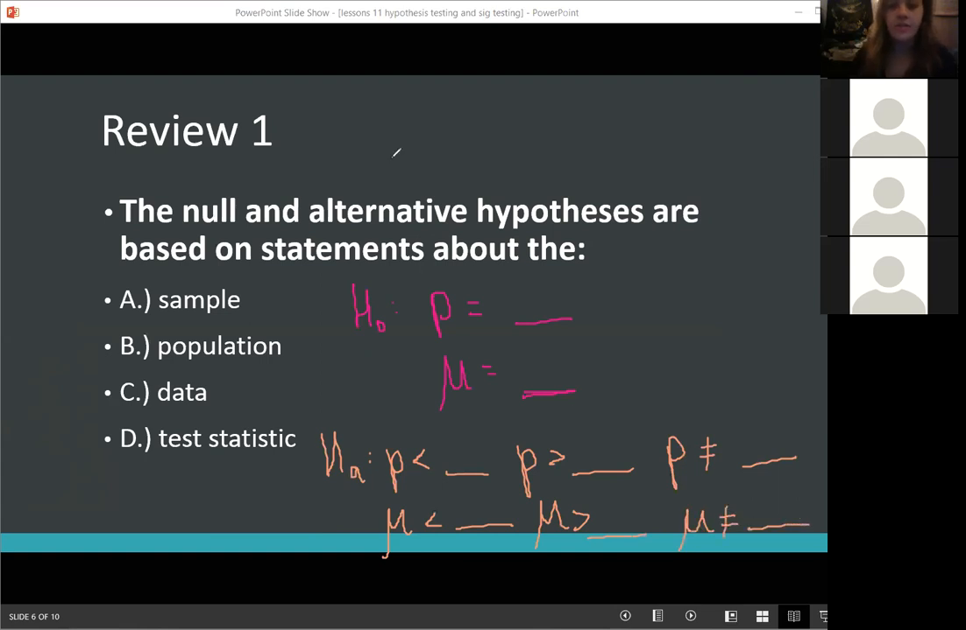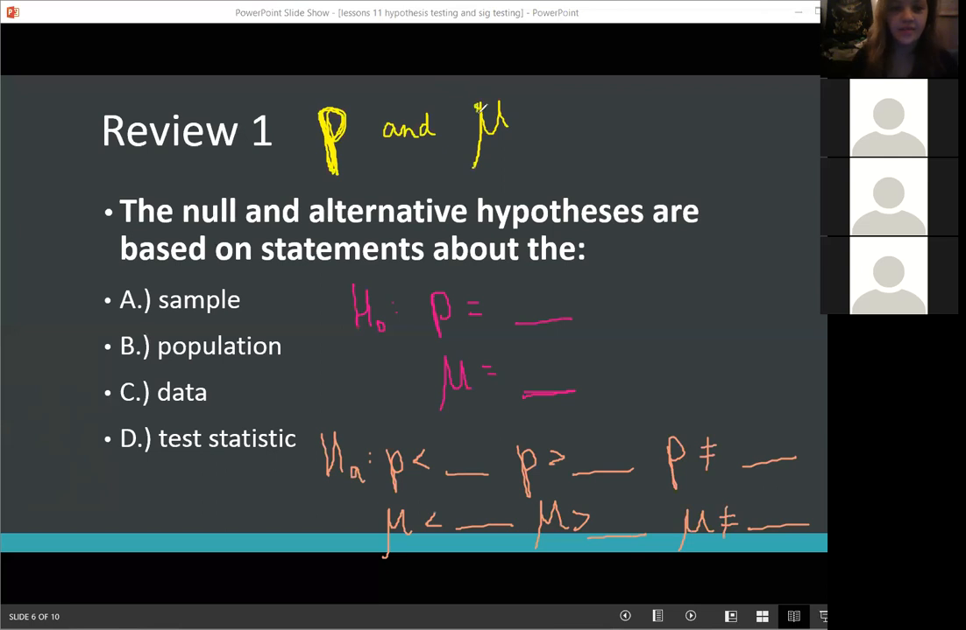So if we look at this, p and mu are representing what? Are these population symbols, or are these sample symbols that I drew out and that we use in our null and alternative hypotheses? Just a follow-up question. If you don't know, that's okay.